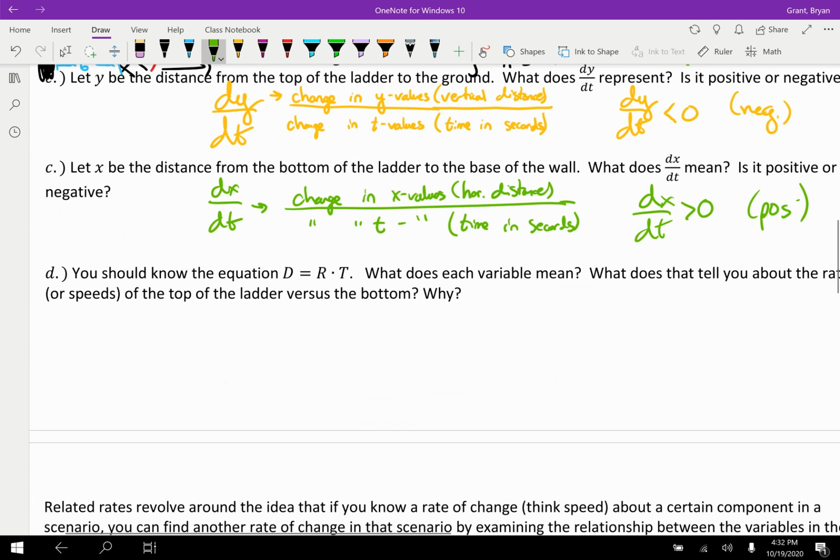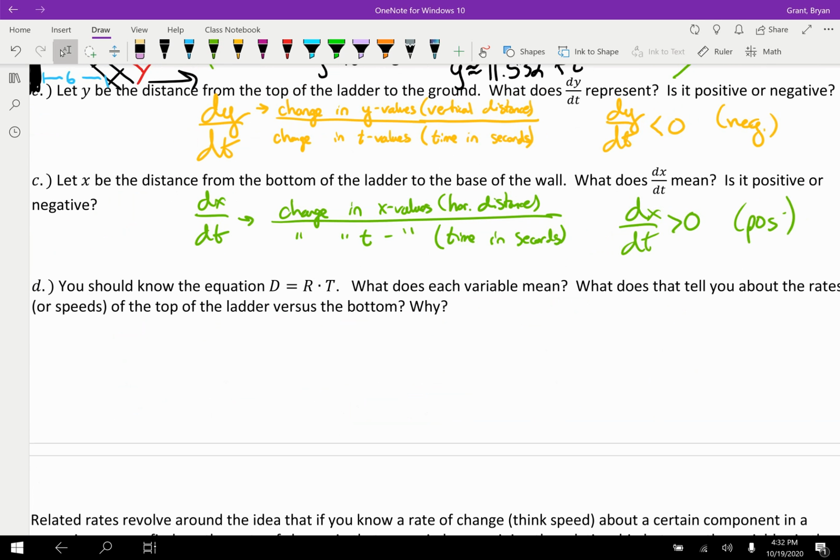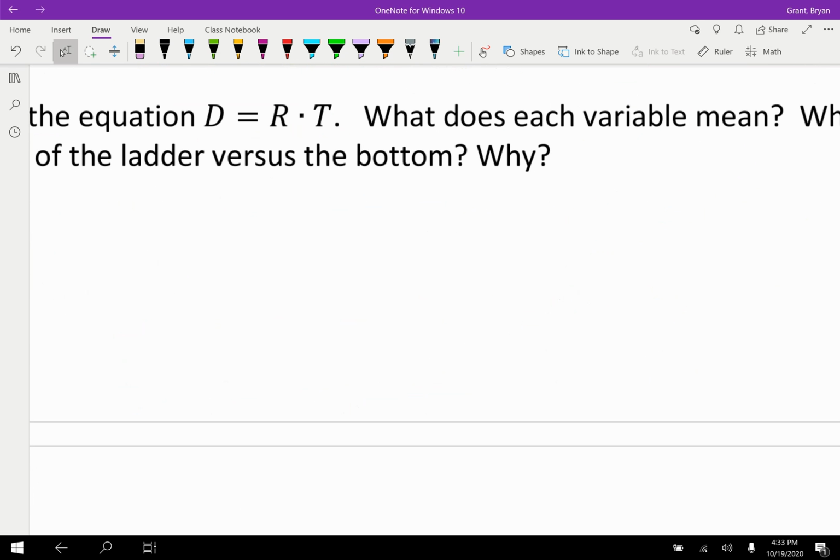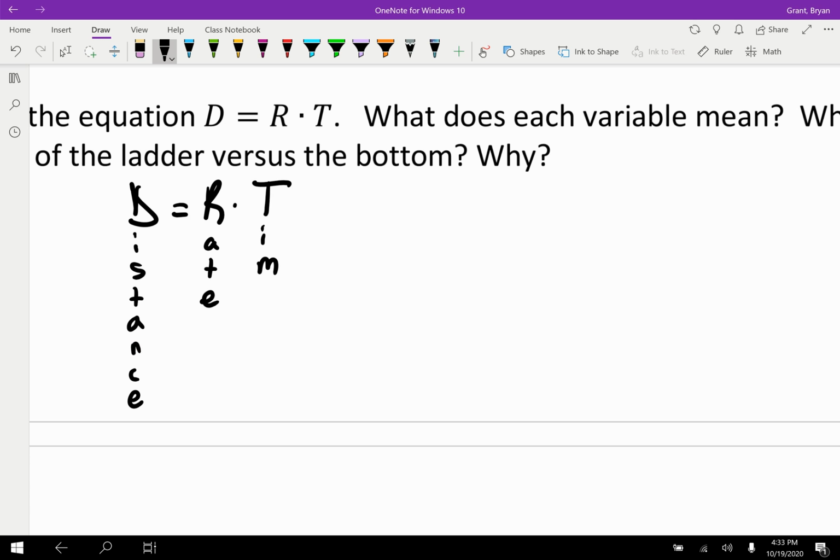Now, trying to relate this all to something we know from the past, let's think about the equation d equals r times t. This is an equation you're supposed to have seen before, especially if you've done any word problems in past math classes. We have d equals r times t. Usually you are told that this stands for distance equals a rate times a time. However, I don't like that formula. It will work for today.